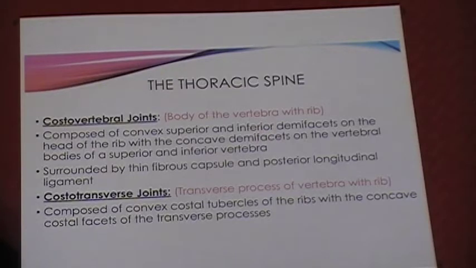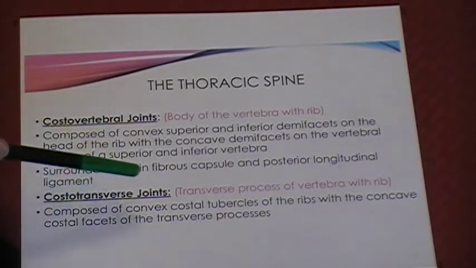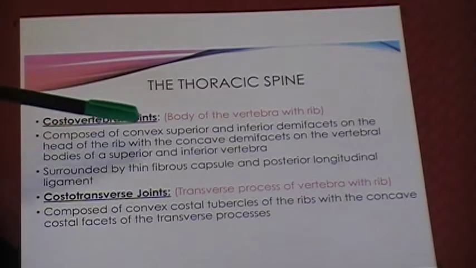And then the costotransverse joints are the transverse processes of the vertebrae articulating with the rib. They are composed of the convex costal tubercles of the ribs with the concave costal facets of the transverse processes. So for both the costovertebral joint and the costotransverse joint, it's the rib surface that is convex and the vertebral surface, or the thoracic surface, that is concave, whether it be the transverse process for the costotransverse joints or the thoracic vertebral body for the costovertebral joints.